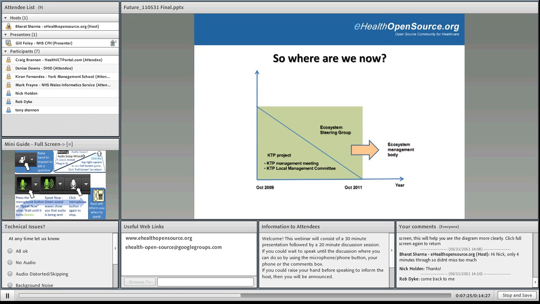So, where are we now? Well, essentially, we're now into June. The project's coming to an end in September, as I've said earlier, and therefore we're really looking for something to start transitioning from now that takes us to the end of September. And so we're really looking for an ecosystem management body, which is, as I say, the main purpose of today's webinar.